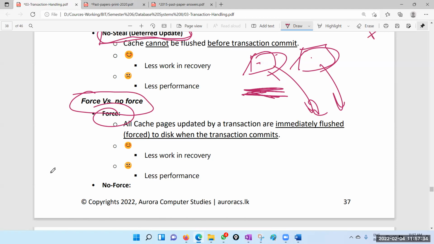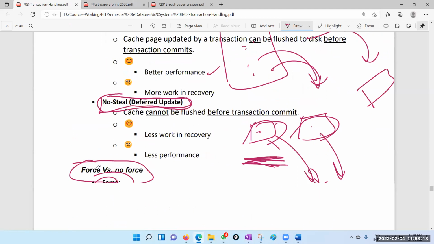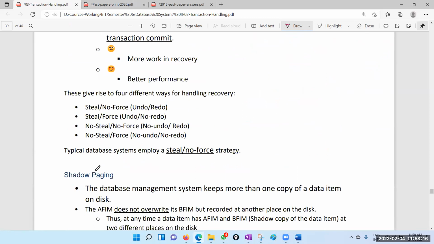But no force means there is no forcing. When the commit is done, the DBMS is not forced to flush it. It can flush it later. So the overall performance is good. But again, recovery becomes more complicated because some committed transactions are also not reflected in the disk at the failure. The transaction log says committed, but it doesn't guarantee that it is on the disk if it is no force. Right, now you must have understood steal versus no steal, and force versus no force.